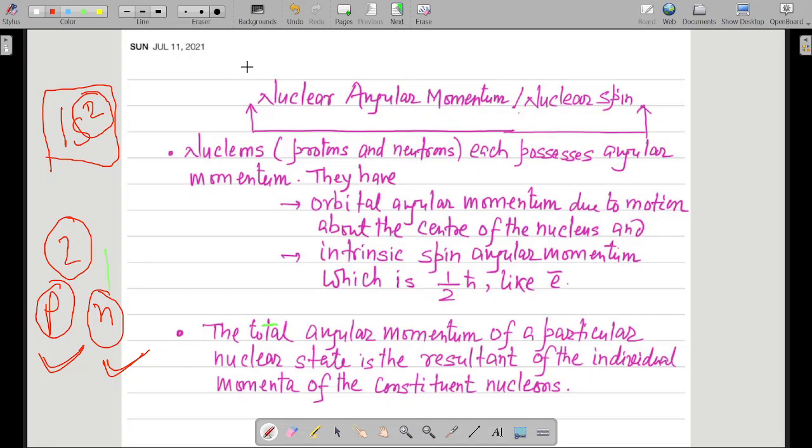Similarly we may have some other configuration. We may have 80 protons and 96 neutrons. Such a system we may have with us. In that case, whatever the nuclear configuration, the total angular momentum of that particular nuclear state will be the sum of the individual momenta of these 80 protons and the individual momenta of these 96 neutrons. Such will be the situation.